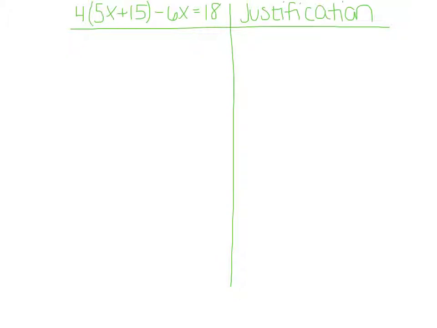First step, hopefully you know by now, should be to write your given. So 1, I'm going to have 4 times 5x plus 15 minus 6x equals 18. And that is my given.